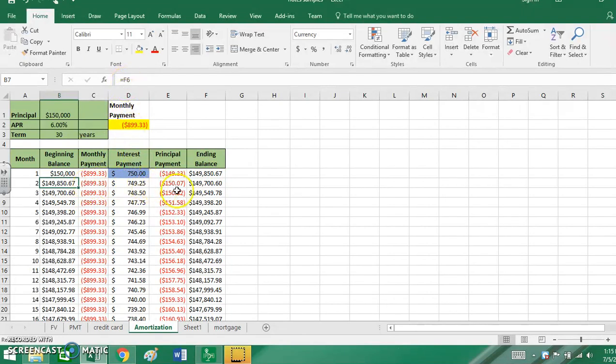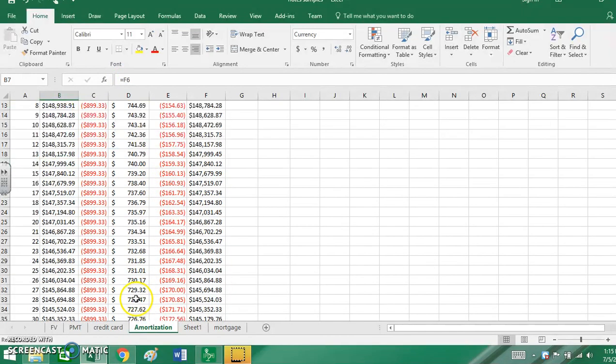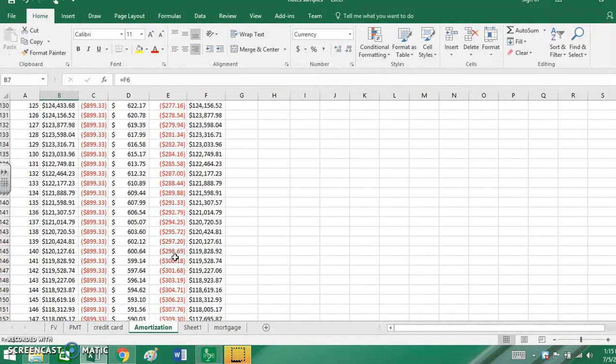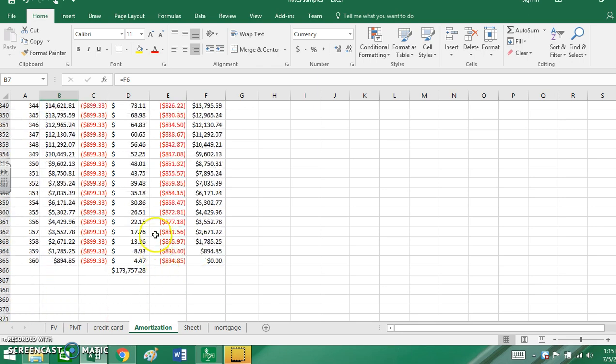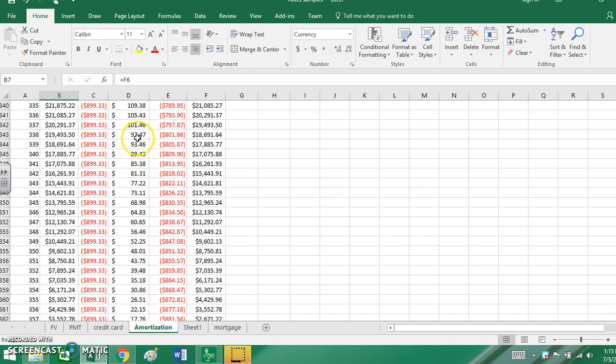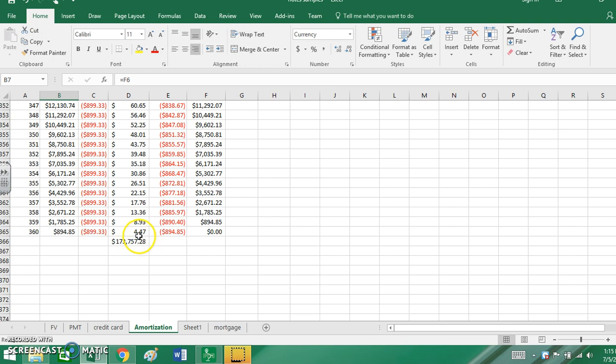So here's what happens. As we go through, you'll notice that the interest is 750, the principal is 749. As we go a little bit farther down, the interest is 708, the principal is 190. It's changing a little bit. As we keep going down, this is month 197. The interest is 502, the principal is 396. And we keep going. And here we have the interest is 100, the principal 797, and at the very end the interest was 447 and the principal was 894, and the loan's been paid off.